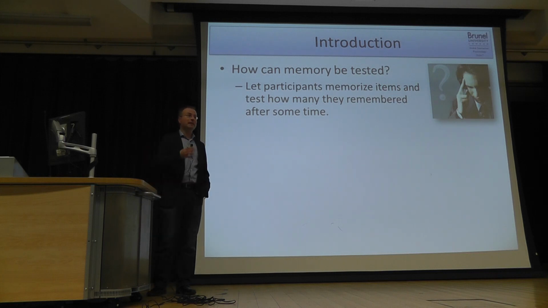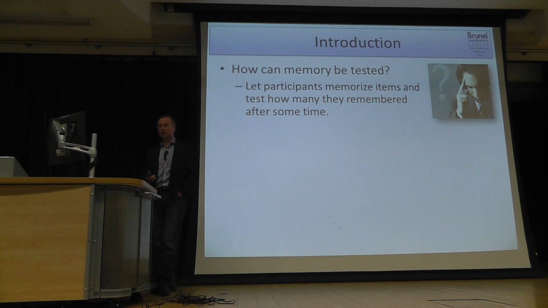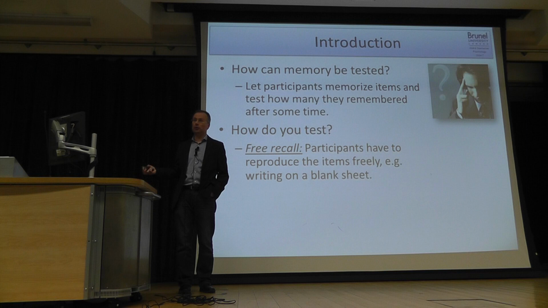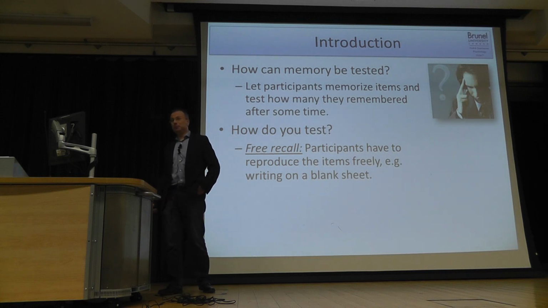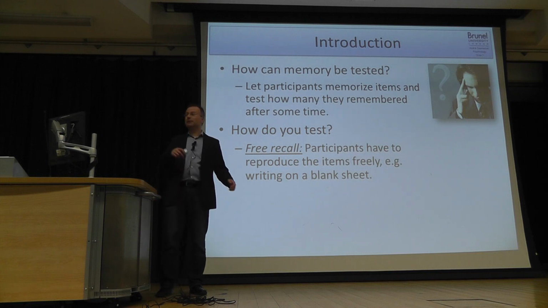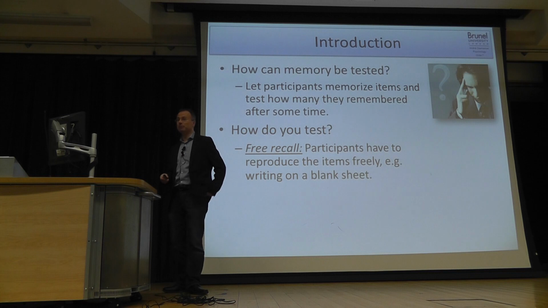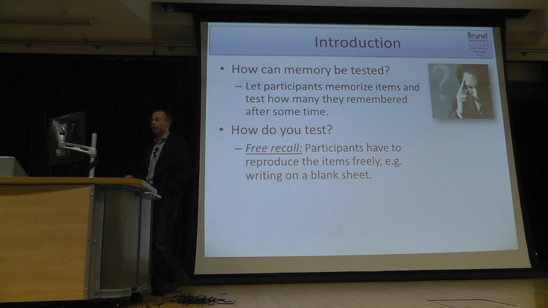However, there are different ways how we can actually do this test. So how do we test for the memory? One option would be free recall. So, for instance, we give them a word list on a sheet of paper, and after a minute we take the paper away, give them a blank sheet of paper and tell them, write down all the words which you still remember. So that's free recall.